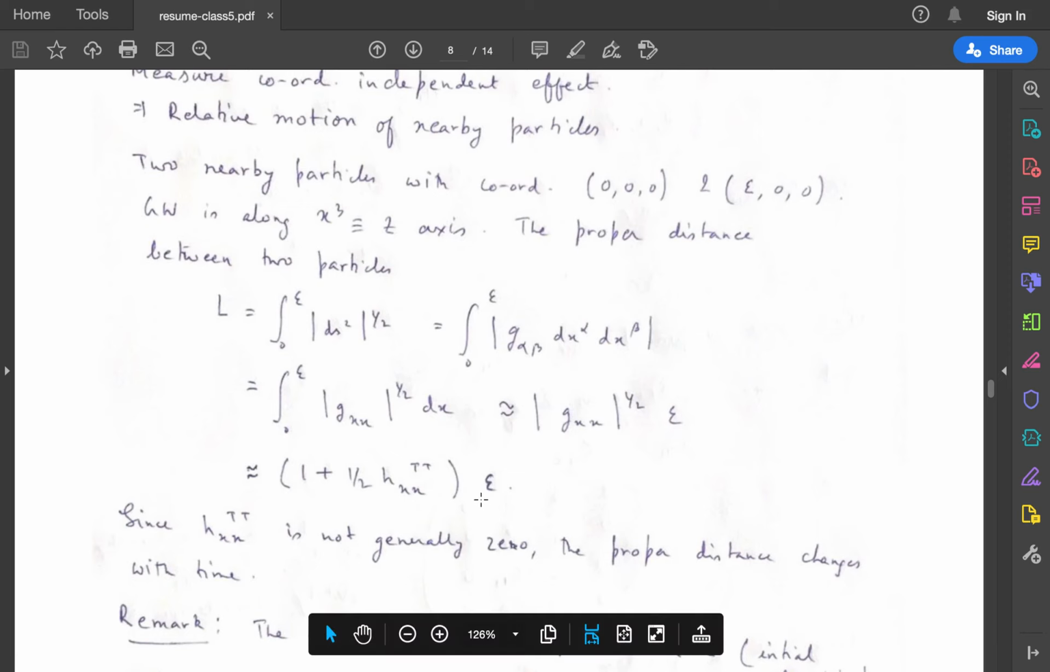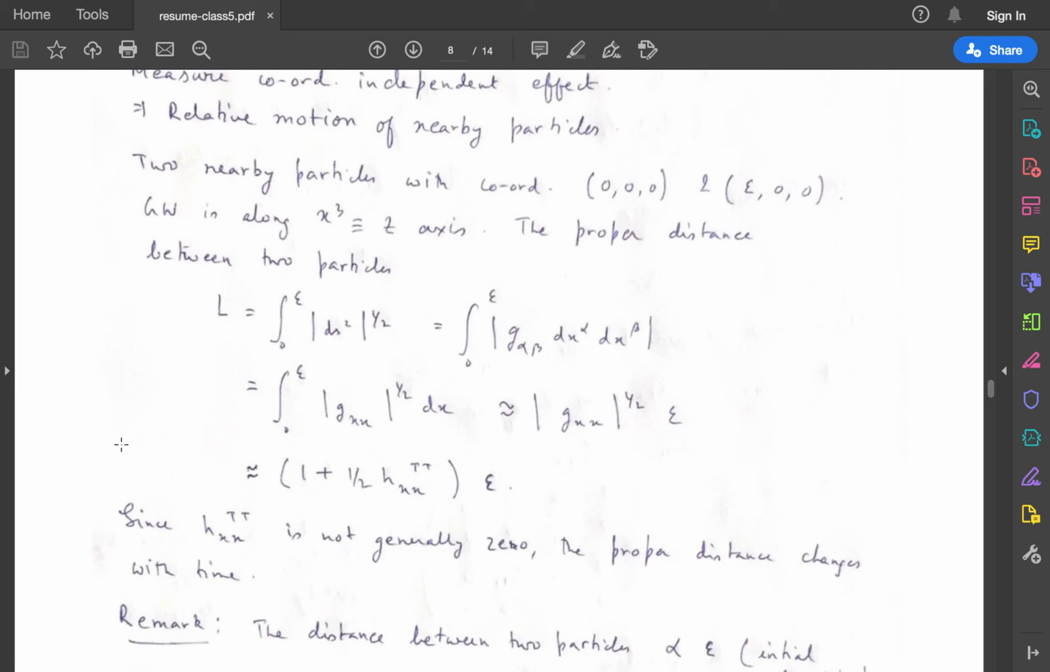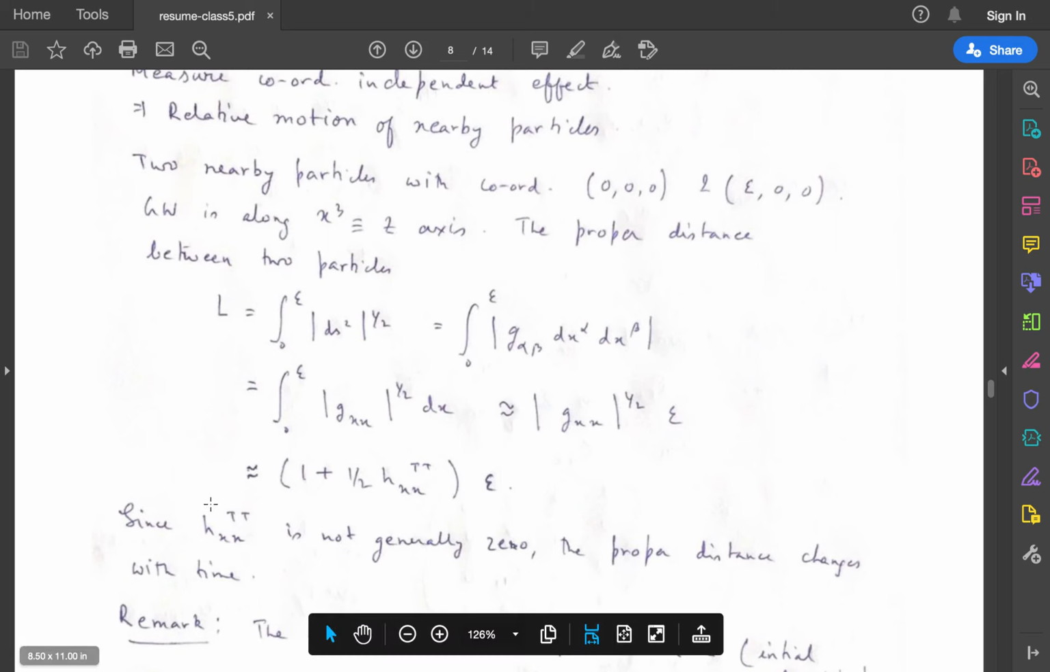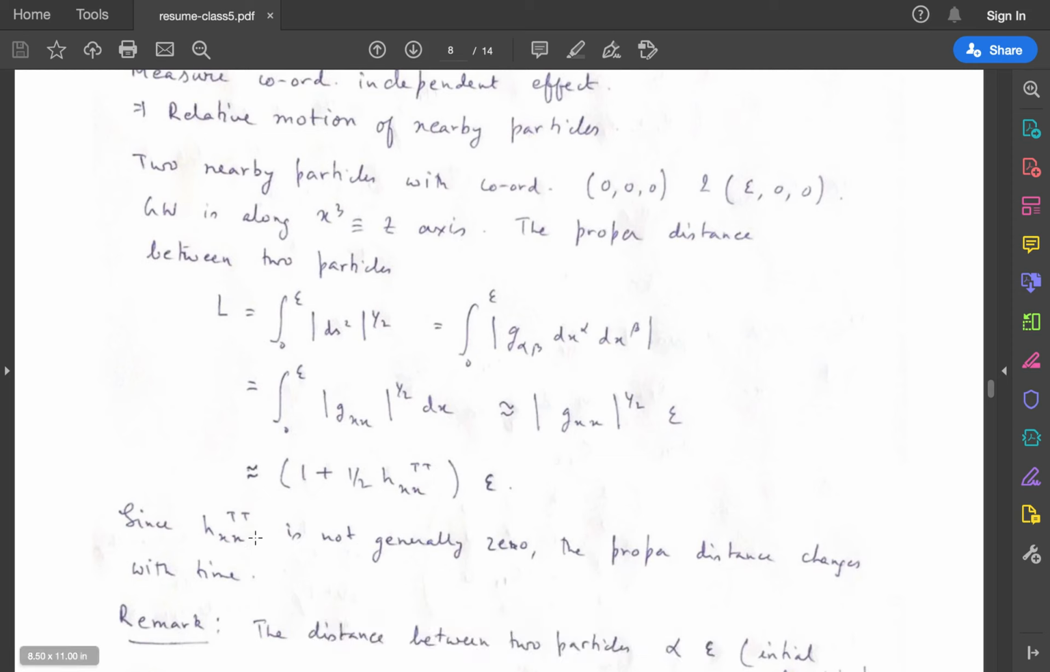So we see that the proper distance L is not constant, it changes with time. And we know how h xx is, right? The solution is wave-like. If I assume that to be an oscillating wave, then we know that this proper distance between the two particles will oscillate. We have seen that h xx has oscillating solutions, because we have assumed that and then seen that it satisfied our conditions. So if the solution is oscillatory, that means h xx is oscillatory, it increases, goes back to 0 and then increases.